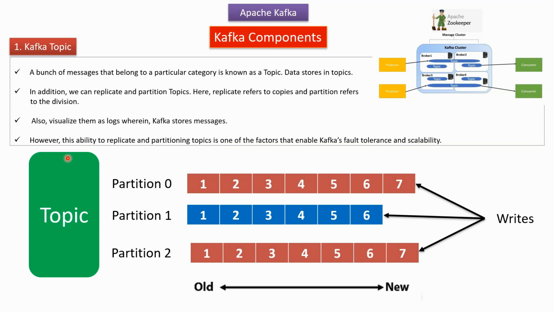However, this ability to replicate and partition topics is one of the factors that enable Kafka's fault tolerance and scalability. Here you can see a topic which has 3 partitions. In partition 0, this is the latest message and this is the oldest message. In partition 1, this is the latest message and this is the oldest message. In partition 2, this is the latest message and this is the oldest message. New messages will be appended at the end of the partition.